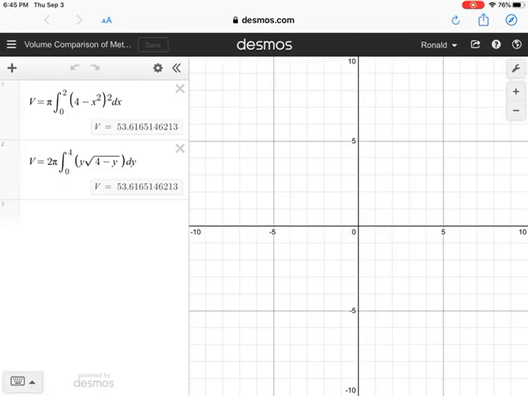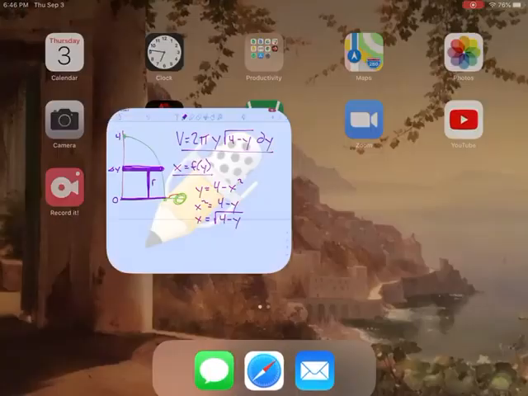And I put that integral into Desmos, and what do you know? I get the exact same volume. So I did the problem two different ways, two completely different methods, and I checked them in Desmos, and they came out to be exactly the same. So the moral of the story is you can use a variety of different methods, and it should come out to be the same. And you want to choose the method that is the most appropriate.